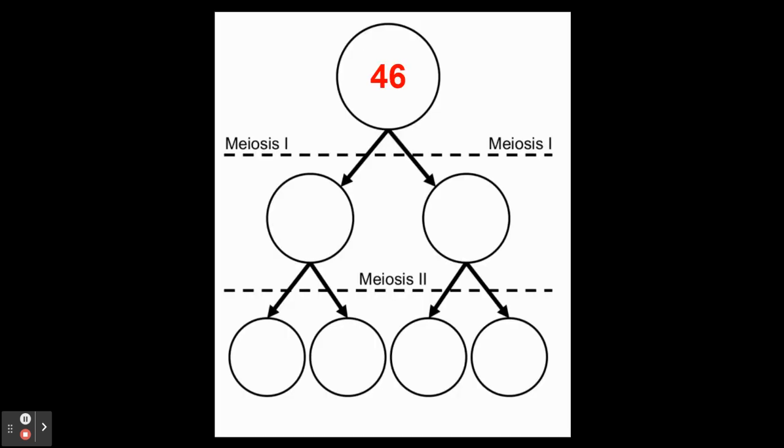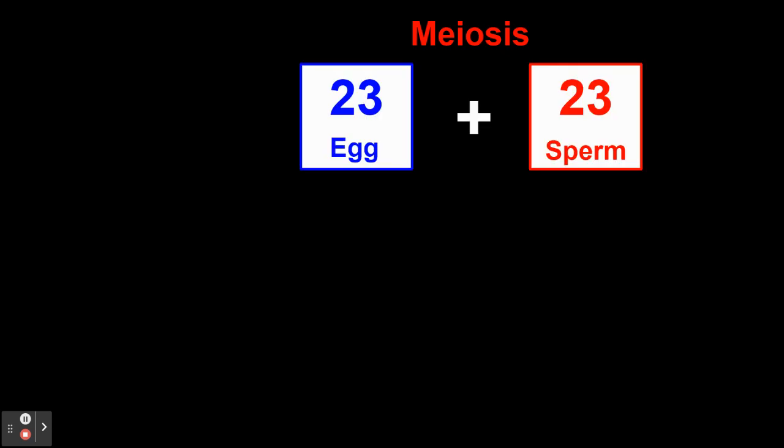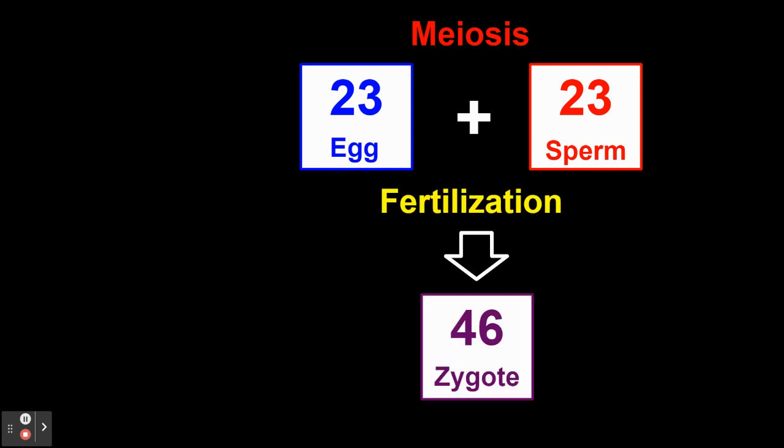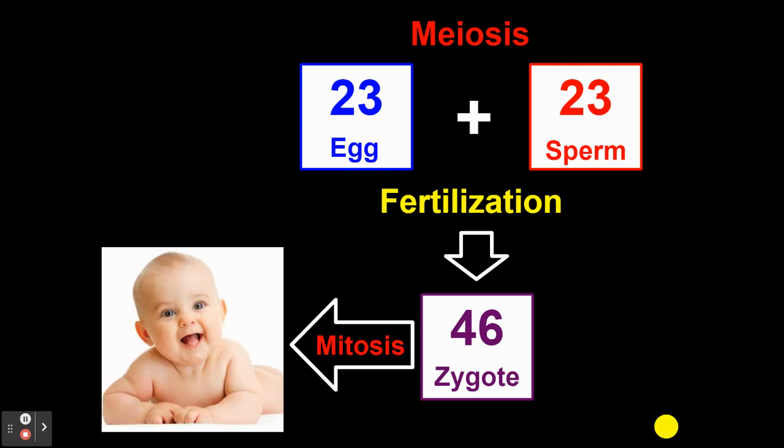So in meiosis, we start diploid. So again, we start with 46, and then we cut the number in half, and then end up with four haploid gametes. And then finally, meiosis makes the gametes, so the egg and the sperm cell, and then fertilization, they come together and they create that diploid zygote. And then mitosis and cellular differentiation take over and turn that zygote into the multicellular organism that is the baby.